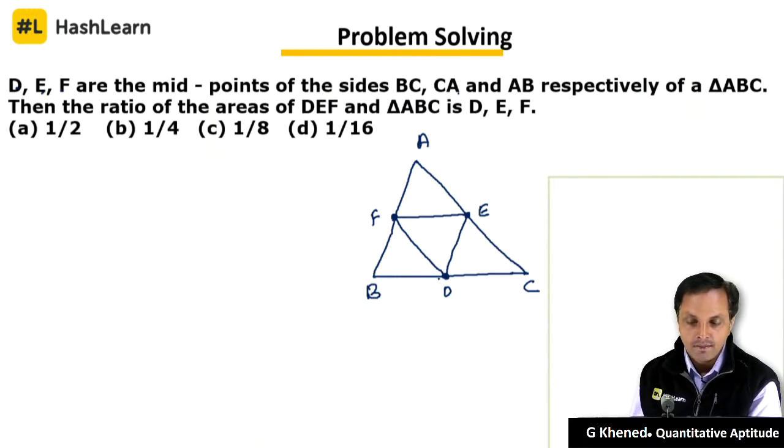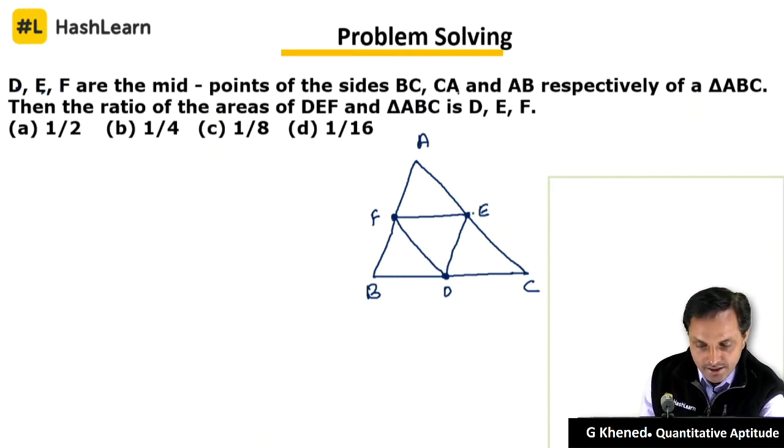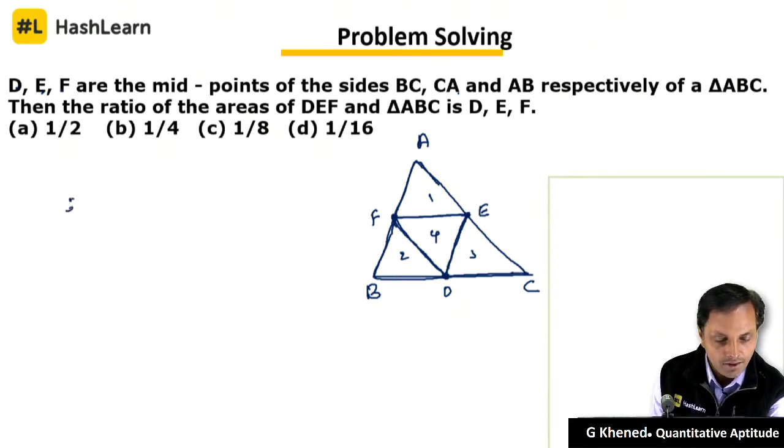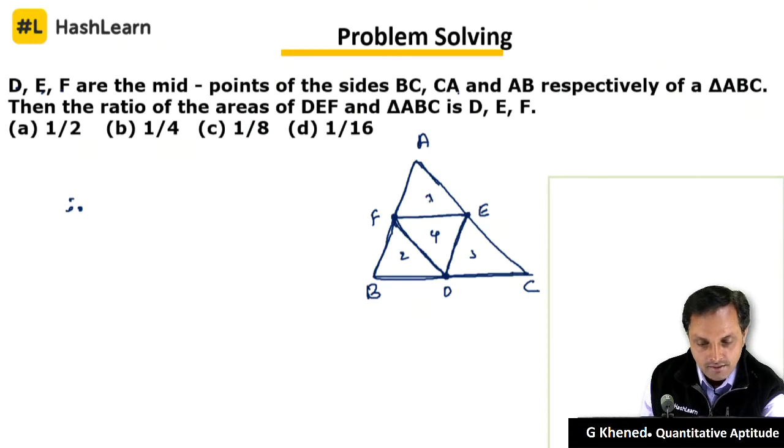See here, what you can prove: since these are midpoints, FE will be parallel to BC, and since F and D are the midpoints, FD will be parallel to AC. By the properties of triangles, you can prove that these 4 triangles will have the same area. Therefore, I will name them as X, X, X, X.